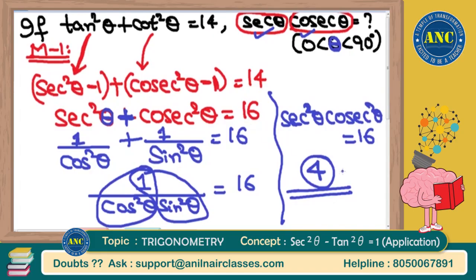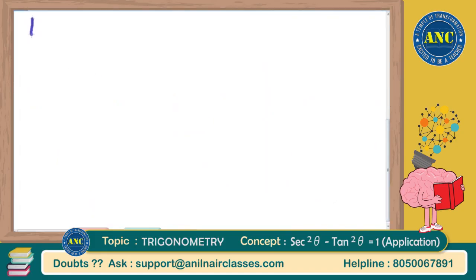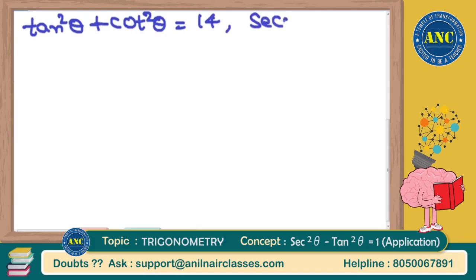Now this is my method 1. What is the question? Let me write it again. The question is: tan square theta plus cot square theta is equal to 14. I need to find the value of secant theta into cosecant theta. Theta lies between 0 to 90 degrees.